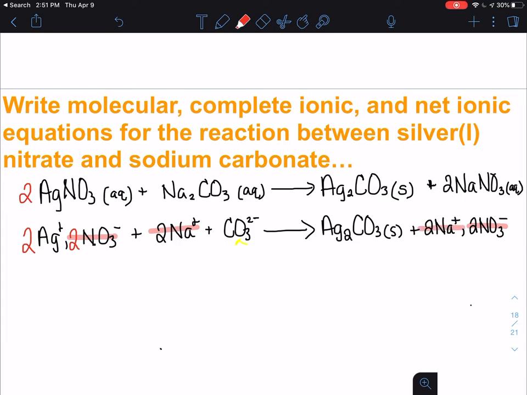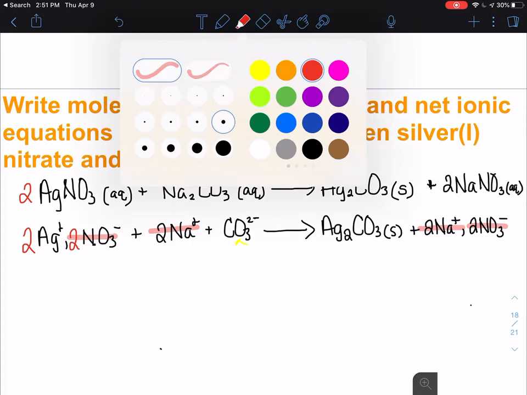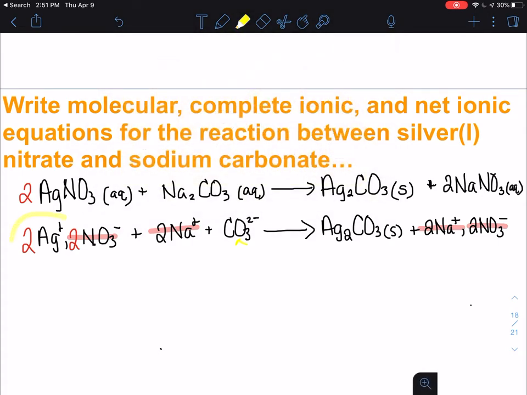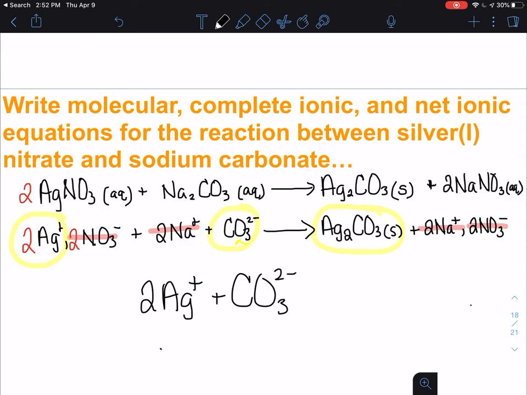And then I have a carbonate here and no carbonate on this side. So I'm going to take him, him, and him, and I'm going to bring it down. So it's going to be 2Ag plus plus CO3 2 minus goes to Ag2CO3.